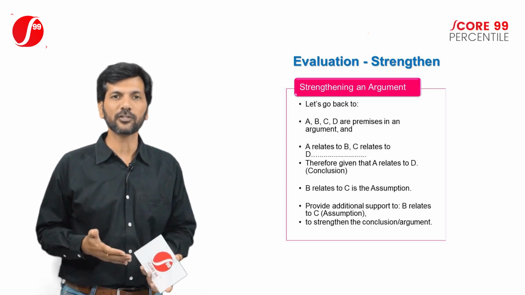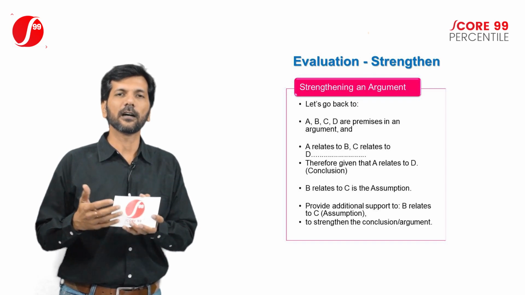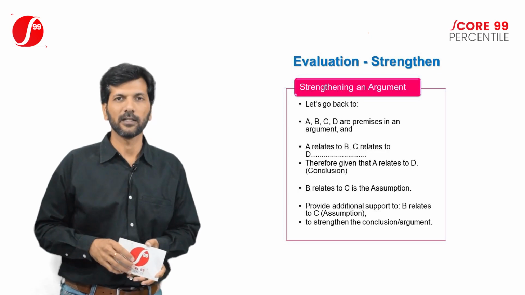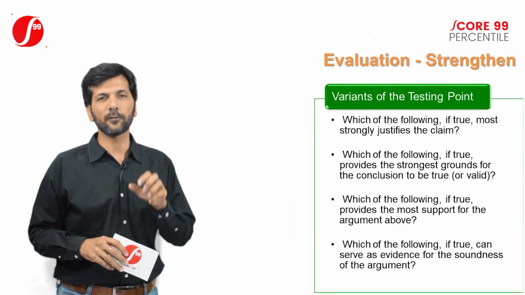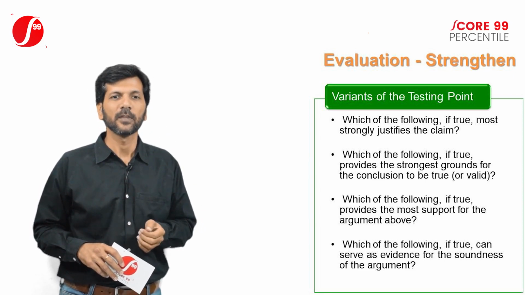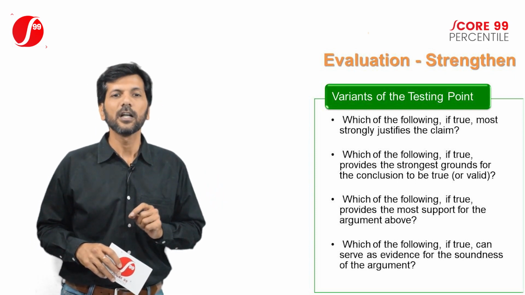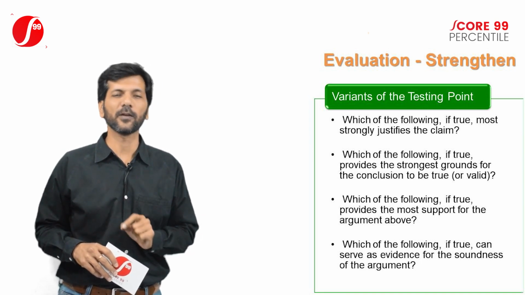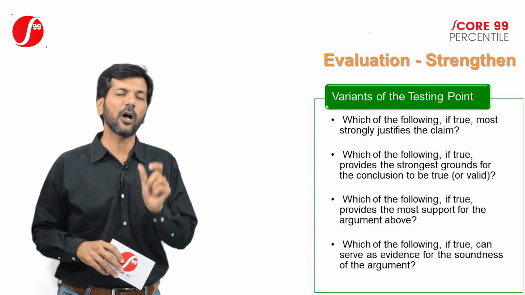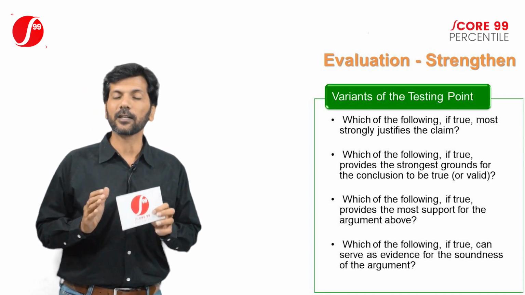There are different ways in which your exam can ask you to identify how to strengthen an argument. Now given on your screen are four different methods or four different variants of the same testing point of strengthening. It's just a different way of asking. Say for example, the first one says which of the following if true most strongly justifies the claim. Now what you need to observe here is one thing very specifically. If you look at all the four different variants, all of them have one thing in common, which is the if true part.